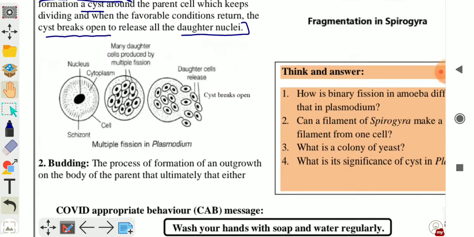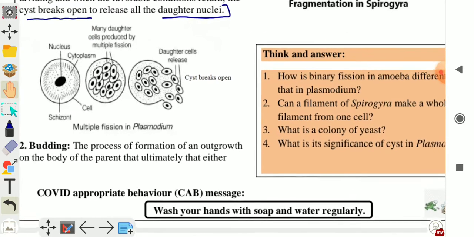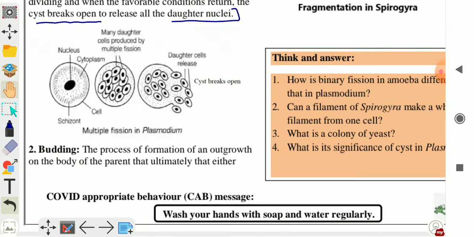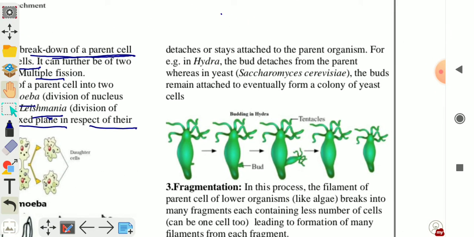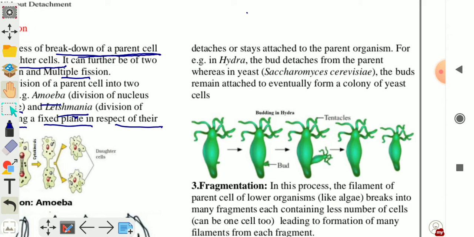Now, what do you mean by budding? Budding is the process of formation of an outgrowth on the body of the parent that either detaches or stays attached to the parent organism. Such type of division is called budding. In Hydra, the bud detaches from the parent.